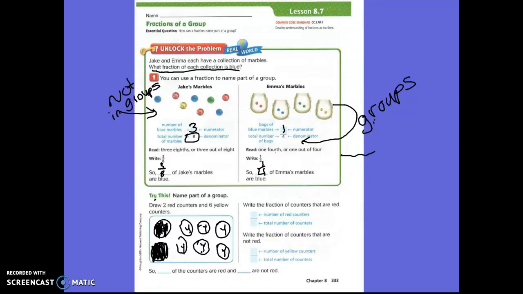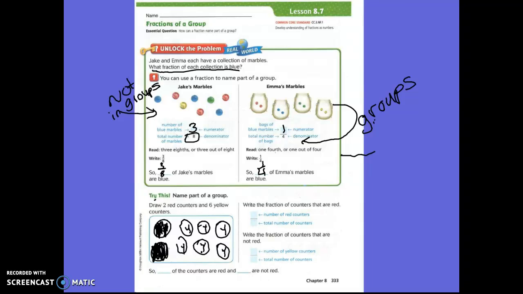Okay. So, let's look at our problem now. We have 2 red marbles, 6 yellow ones. Let's read this question. It says, write the fraction for the counters that are red. Are our counters in groups right now? No. So how would we write it? Would we write it like a groups one or like a not-groups one? So my bottom number would be what?